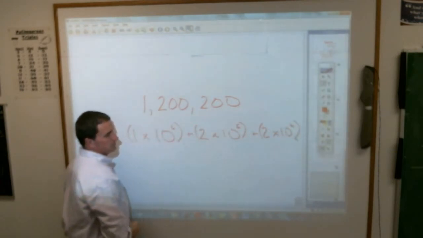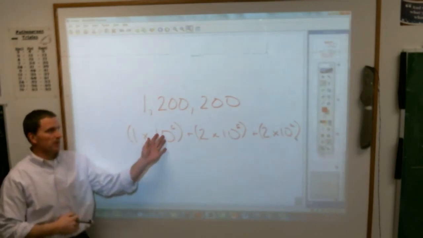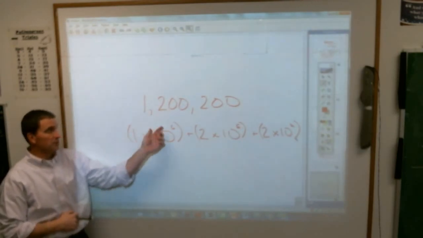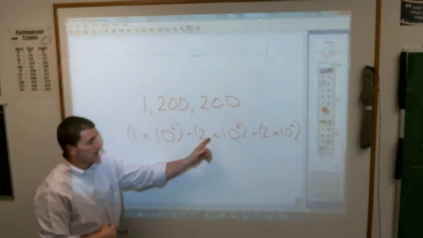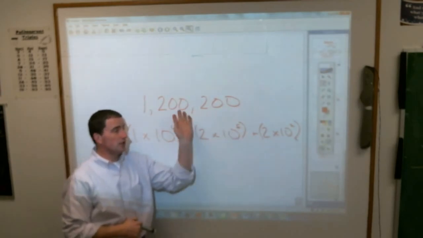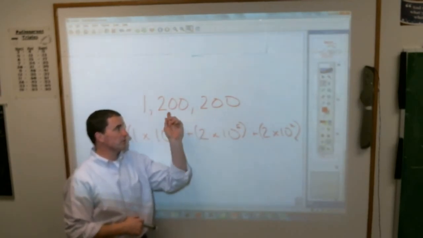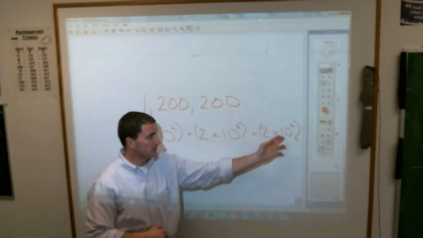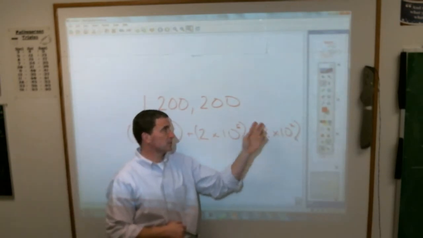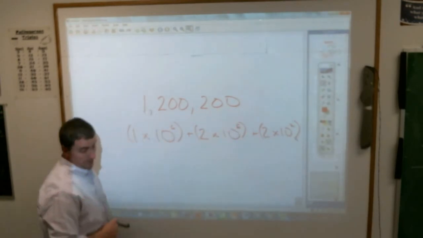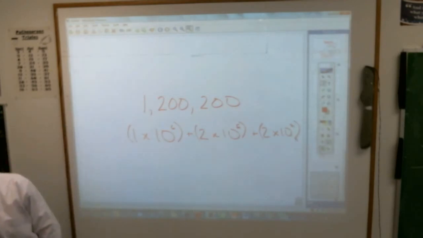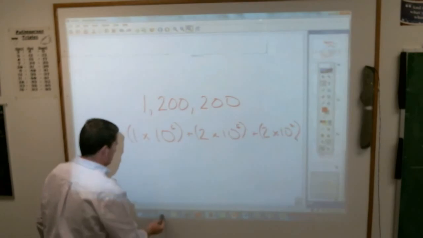2. Because this 10 to the 6th power stands for a million. 1 times a million, which gives me a million. To the 5th power stands for 100,000. 2 times 100,000 is 200,000. So the 2nd power is 100. 2 times 100 is 200. Perfect. Now, unfortunately, we got to do one more thing.